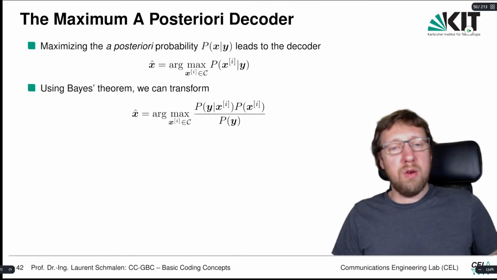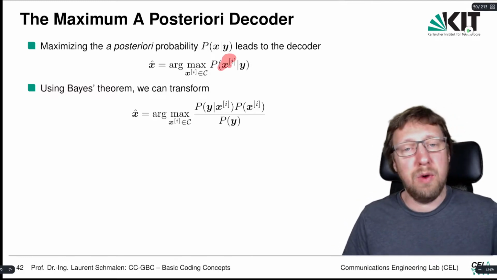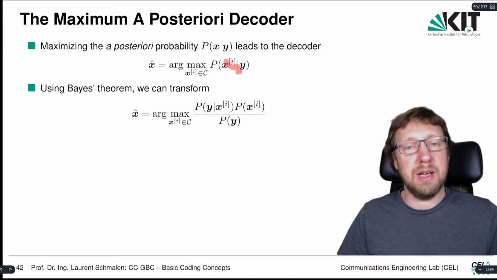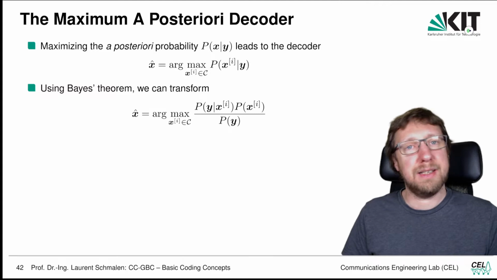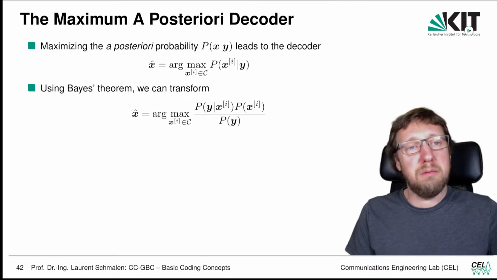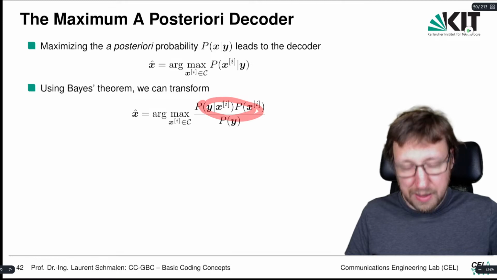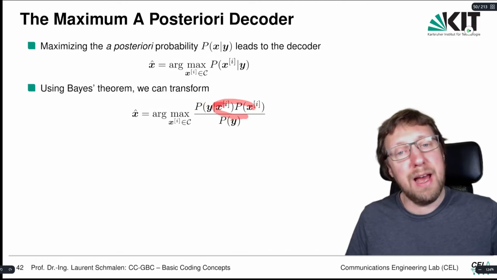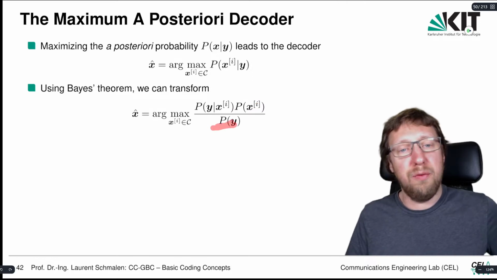We use Bayes' theorem because we don't know P of X given Y, so we transform it into something that we know. What do we know? We know P of Y given X. So we use Bayes' theorem to transform it into a form that contains P of Y given X. That's given by this expression: P of Y given X times P of X divided by P of Y.